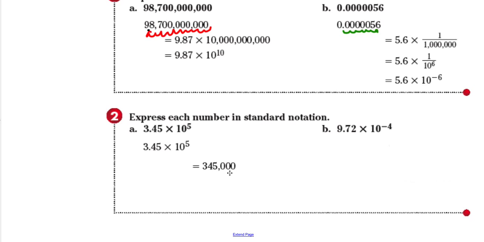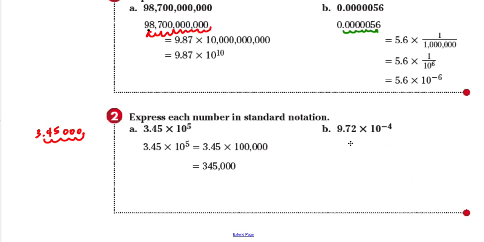This becomes 345,000, because this is the same as 3.45 times 100,000. Okay, or if we get 3.45, I'll do it here, and let's put it in red, 3.45. And since that's a positive exponent, we're just doing the opposite of letter A. We move it 5 spaces to the right. 1, 2, 3, 4, 5. There goes your decimal. And we simply add zeros where necessary. So that becomes 345,000. Okay?